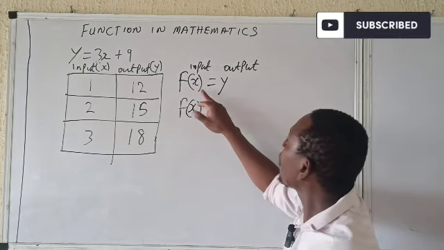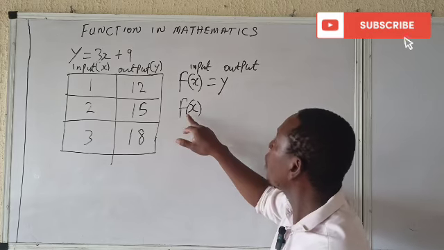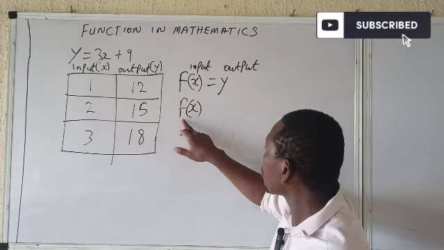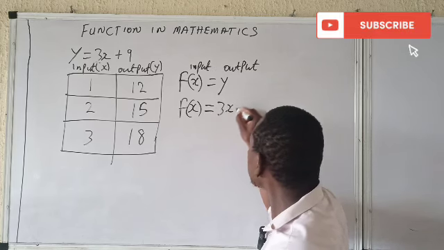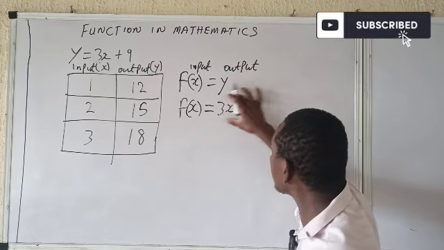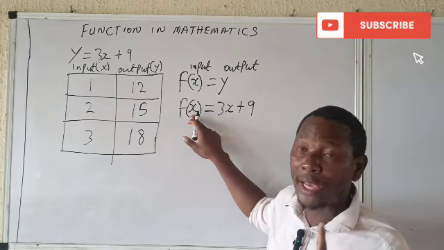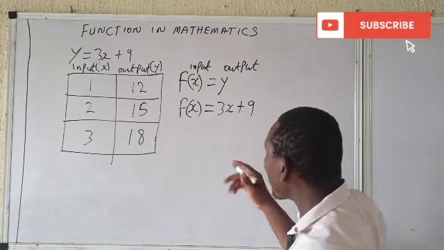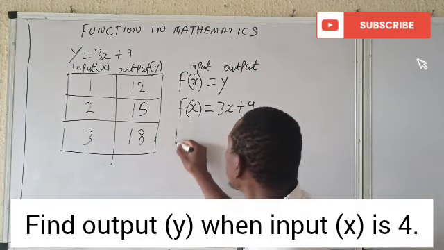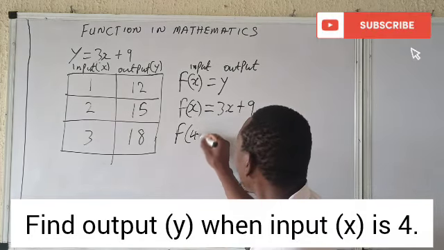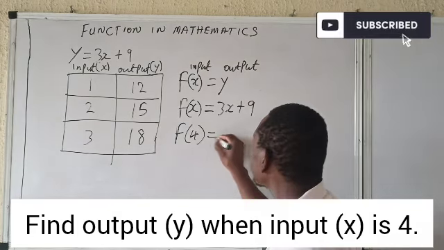Because for a function for a particular value of x, we have y, instead of this y we can just represent it with f of x. Now we put the rule there, 3x plus 9. If you follow this rule, for a particular value of x, you have one particular value of y. So when I ask you to look for the function f of x when the particular input is 4, what will I do?